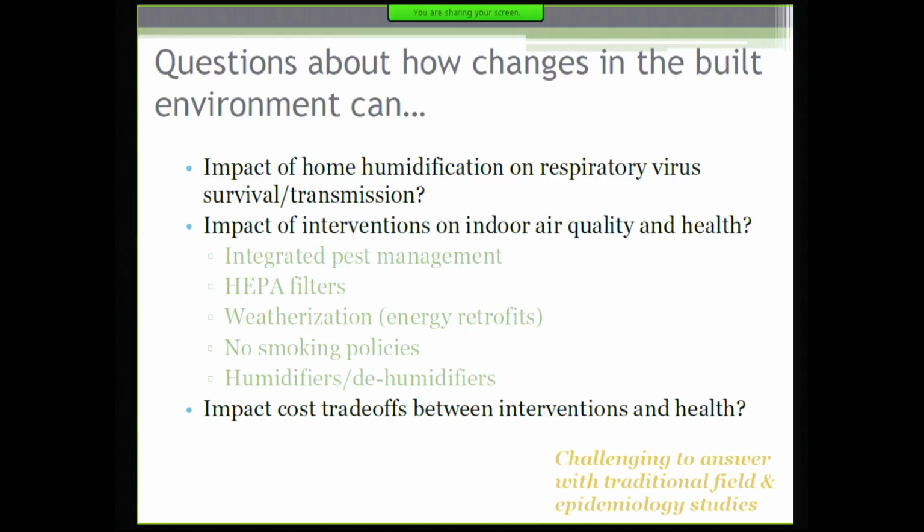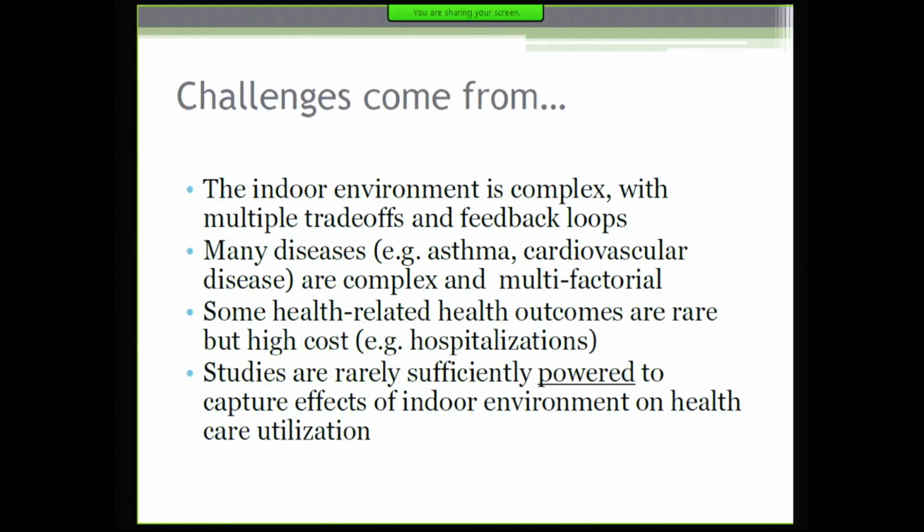And then how can we put a cost to this so we can then look at trade-offs between how much the intervention costs and how much you save or spend more on health. Now, these are all questions that are hard to answer with traditional field or epi studies. And the challenges are related to the fact that the indoor environment is very complex.